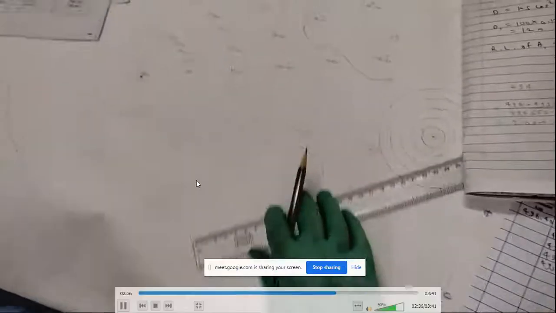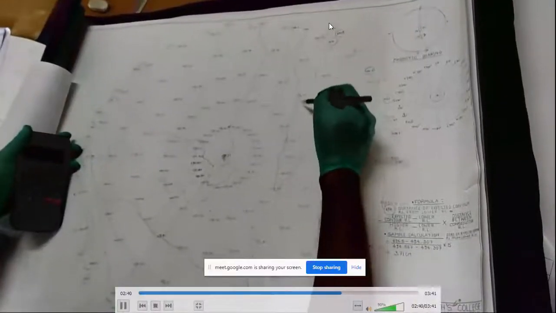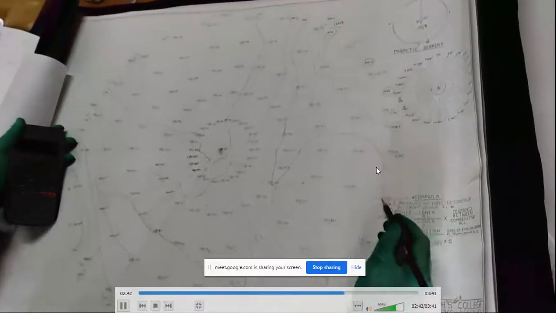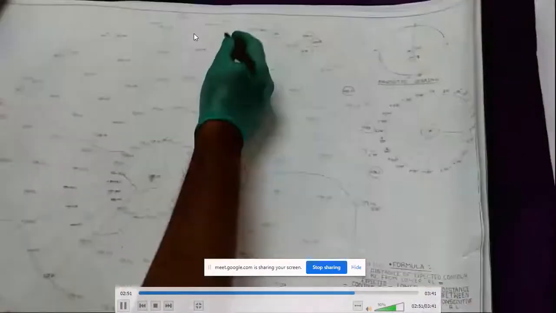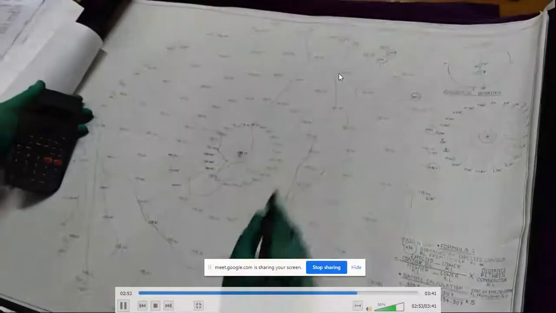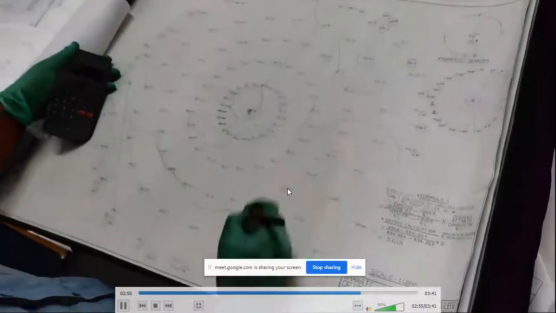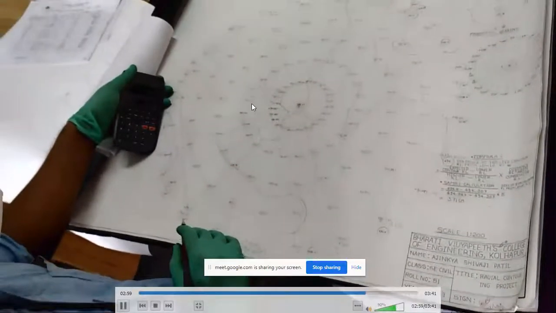So likewise I have done the sheet interpolation. Okay, so here you can see that 494 is coming out here. By using this formula I have done it correspondingly. Okay, so that is for the second point. Likewise the entire sheet has been drawn.